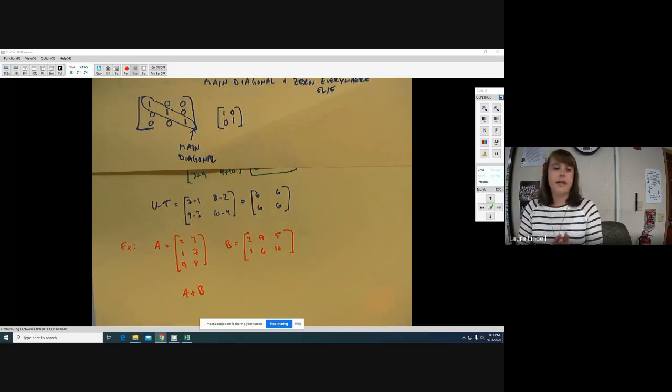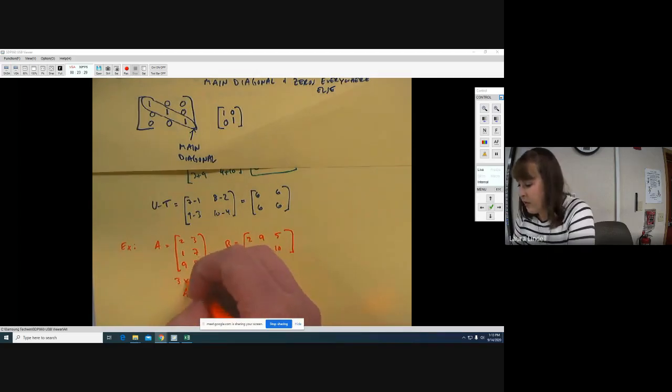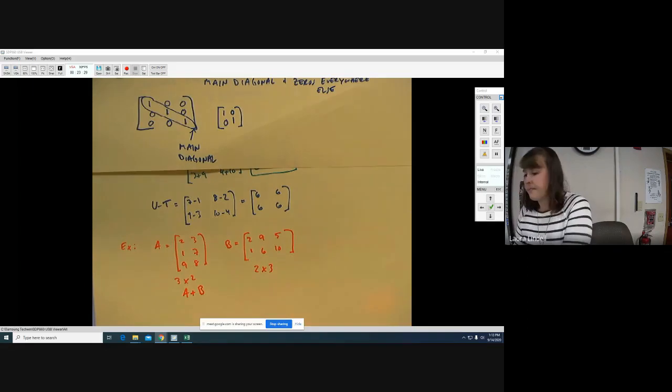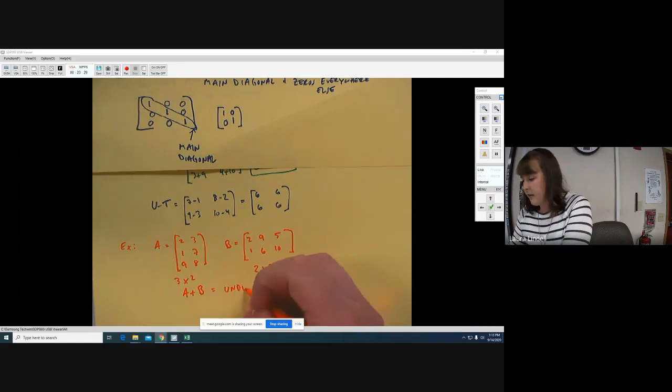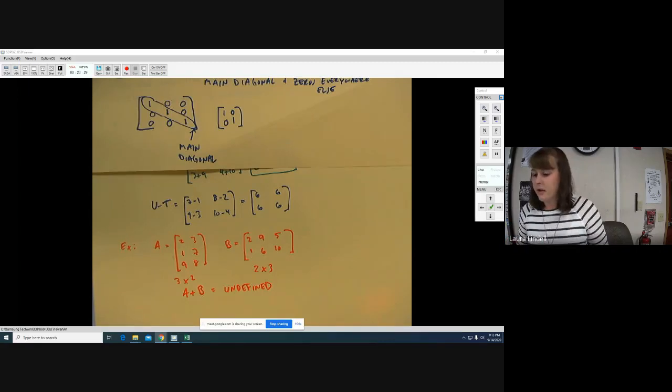Okay, cool. No, we cannot, because they're different dimensions. We have a 3 by 2 and we have a 2 by 3. So we cannot add those, unfortunately. So we would just say undefined. That's one type of problem that you'll see today. You'll be asked to either do the addition or subtraction or say that it's undefined.